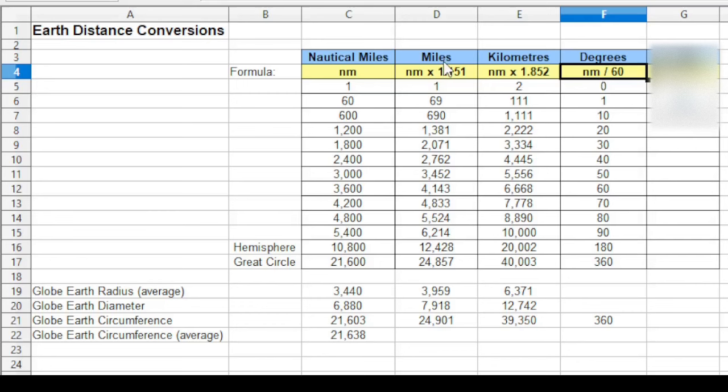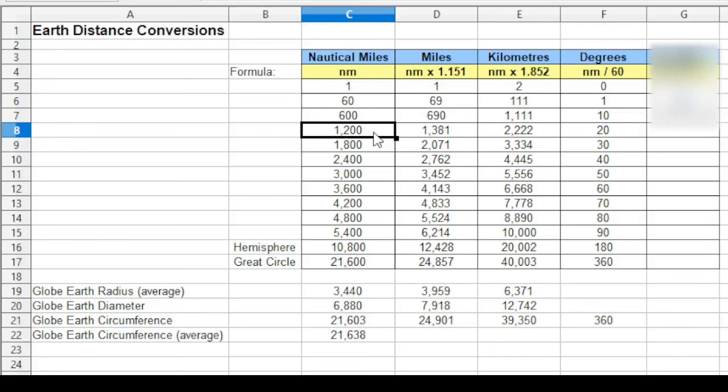So however you want to make out your distances or measure your distances in the first place, we end up converting into nautical miles. So you can see here, for example, that 60 nautical miles would be 69 miles or 111 kilometers, but that would only be 1 degree. So then as we go down, we can see that 600 nautical miles would end up giving us 10 degrees. And then we go down to here, 20 degrees would be 1,200 nautical miles.